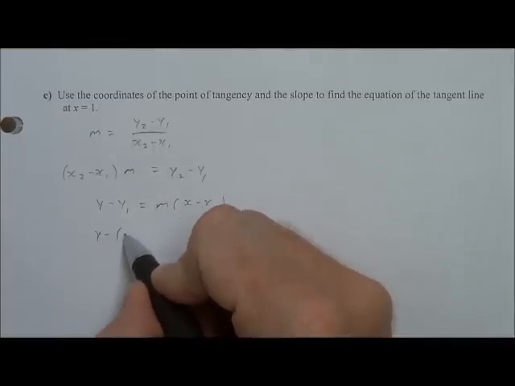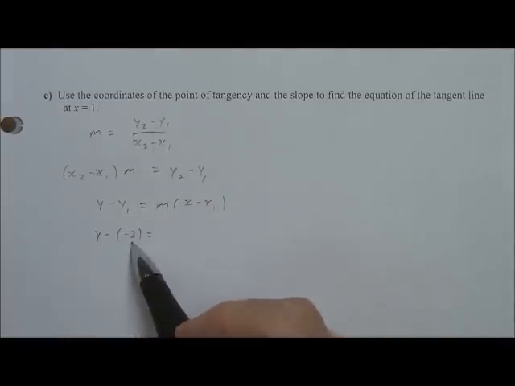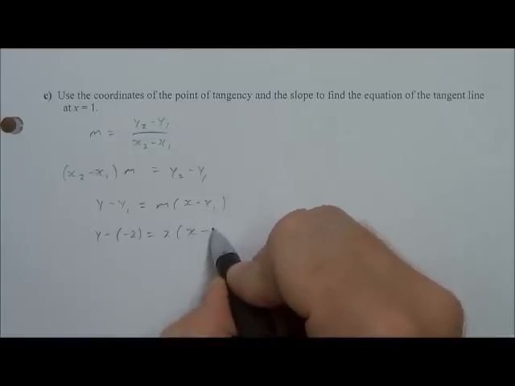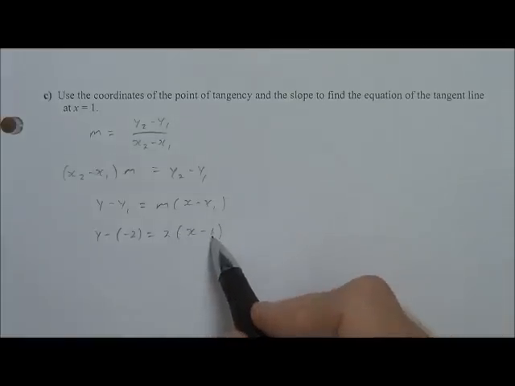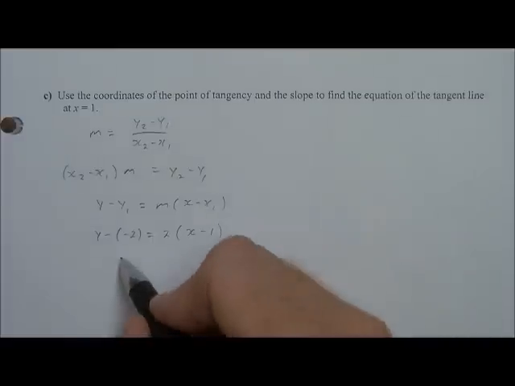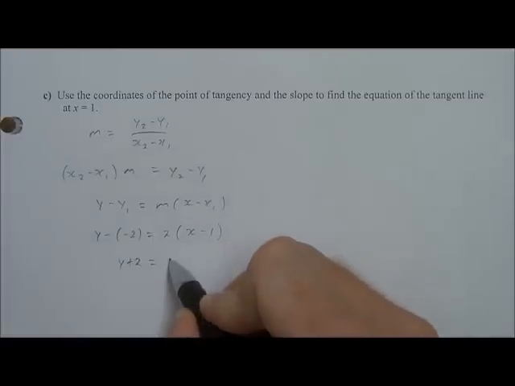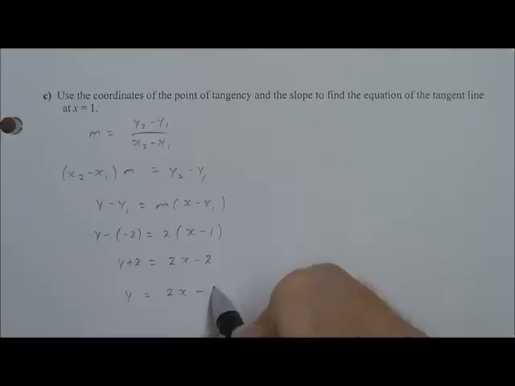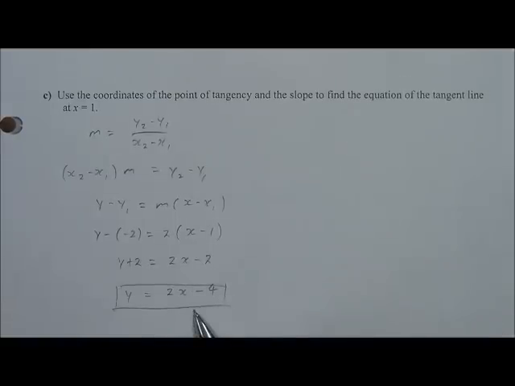We've got y minus negative 2, which is the y coordinate of the point of tangency. The slope we found was 2, and x minus 1, where x equals 1 was the point of tangency. So y plus 2 equals 2x minus 2, therefore y equals 2x minus 4. So that is the equation of the tangent line at the point of tangency on that curve 3x squared minus 4x minus 1.